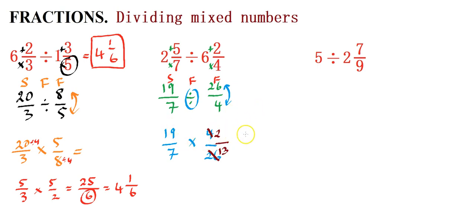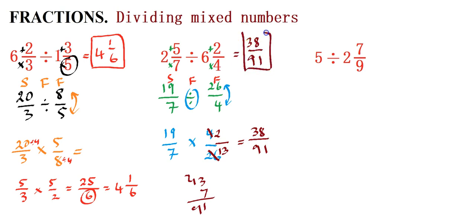So now I can multiply, so numerator times numerator, 19 times 2 is 38. And 7 times 13, let's quickly do that. It's 91. And that is the final answer. So 38 over 91 can't be simplified any further. That becomes the final answer.